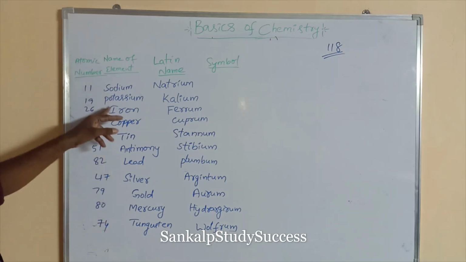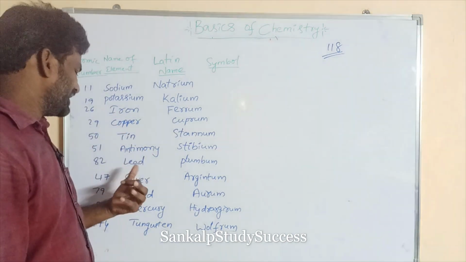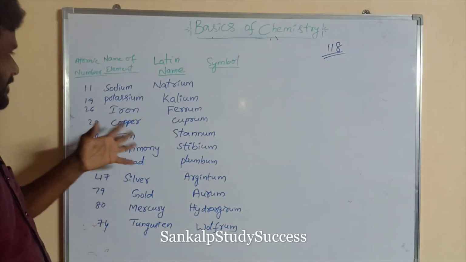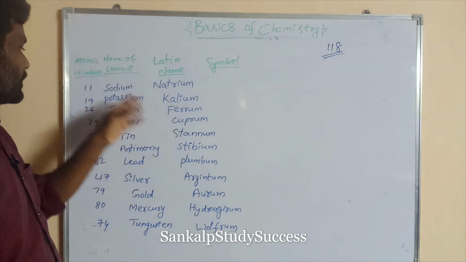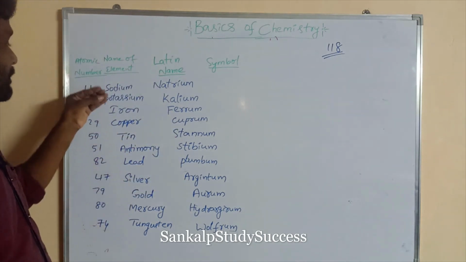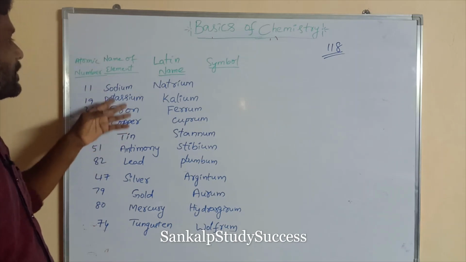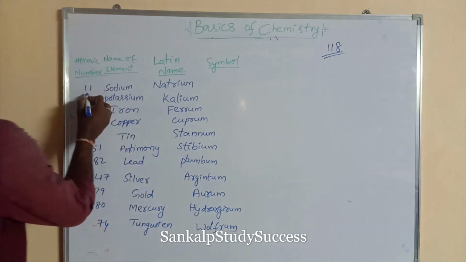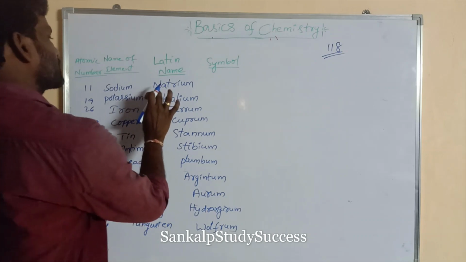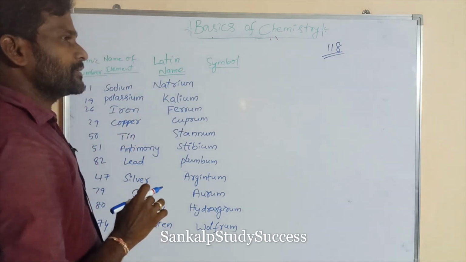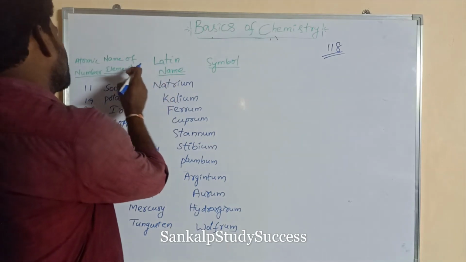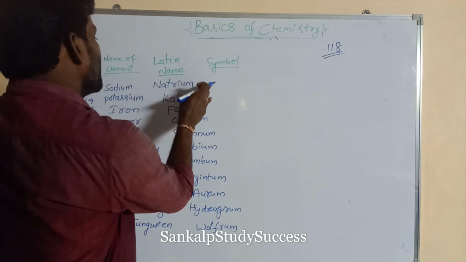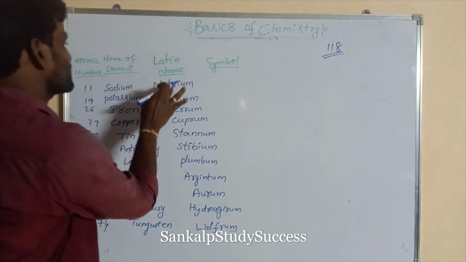These 11 elements are sodium, potassium, iron, copper, tin, antimony, lead, silver, gold, mercury, tungsten. The symbol of these elements is given from the Latin name, not the original name, right? Sodium, what is its atomic number? 11. Its Latin name is natrium.